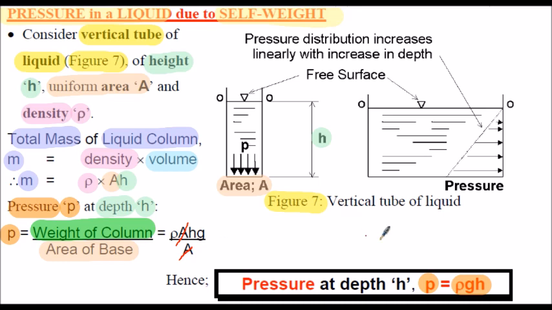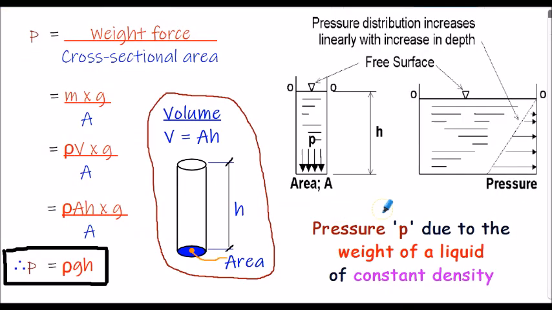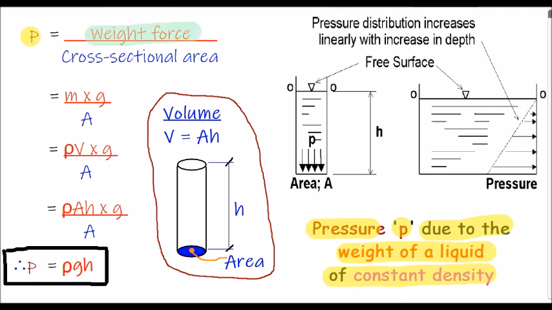And here's a slightly more detailed overview for determining the pressure P due to the weight of a liquid of constant density. So from P is equal to the weight force divided by the cross-sectional area. Weight force can be written as mass multiplied by gravitational acceleration. Cross-sectional area is capital A here. Multiplying the density of our liquid by its volume calculates the mass. Mass times g, still divided by the area.